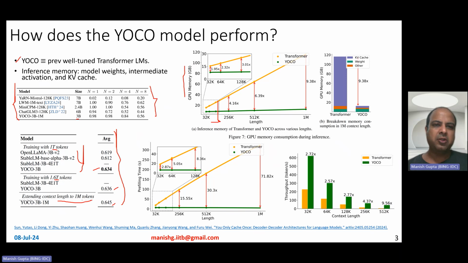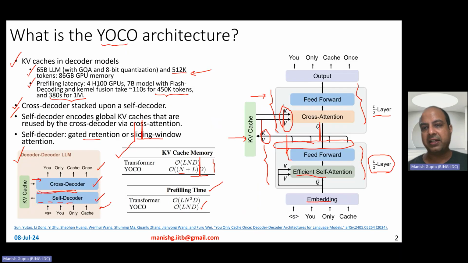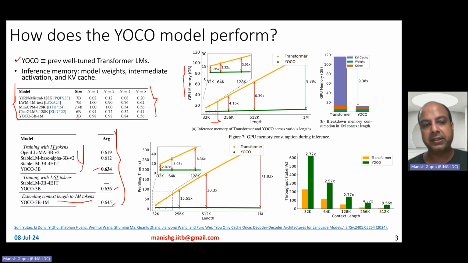Now, there are, of course, many open questions. Like, for example, why do half and half, right? In this architecture, they could have probably done L by 3 here and 2L by 3 there. What would happen there? I don't know, right? Can you combine this kind of thinking with other kinds of optimizations? Sure, you can, but it needs to be seen if YOCO kind of architectures become more commonplace, right?